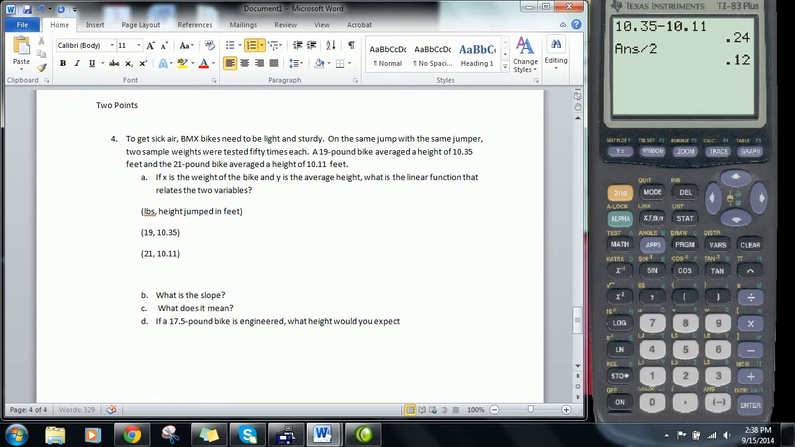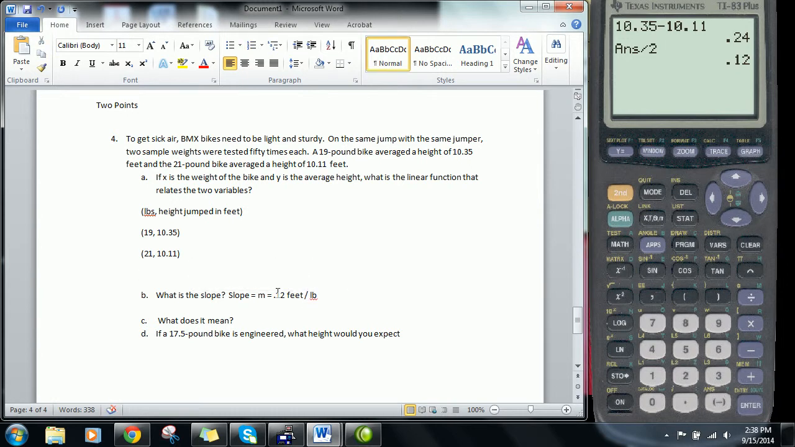So the slope, or m, is 0.12. Now it has meaning here. It's change of height, so feet, per change of X, which is pound. Which means that in theory, based on these 2 points with a line between them, for each additional pound of bike, oopsie, that should be negative, sorry, I lose 0.12 feet of height. Okay? So that's what it means.